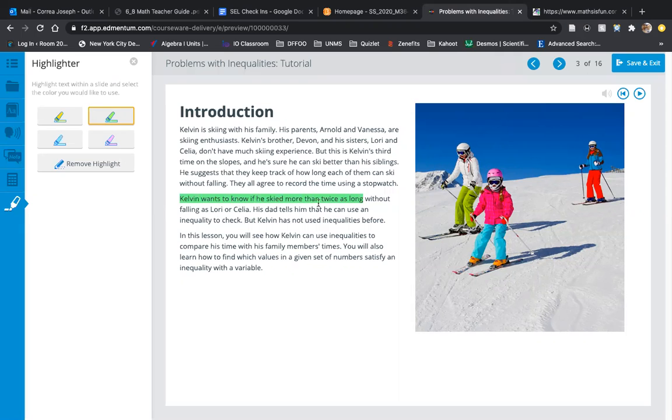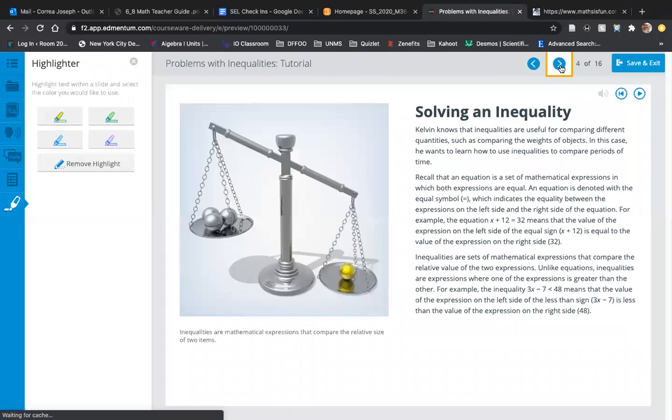So real key symbols or keywords that tell you you're going to deal with an inequality are words like "more than" or "less than," right? Because remember, those symbols, more than or less than, were the inequalities that we talked about. So it says that his dad tells him he can use an inequality to do that, but he hadn't used inequalities before, so that's what we're going to practice looking at today, right?